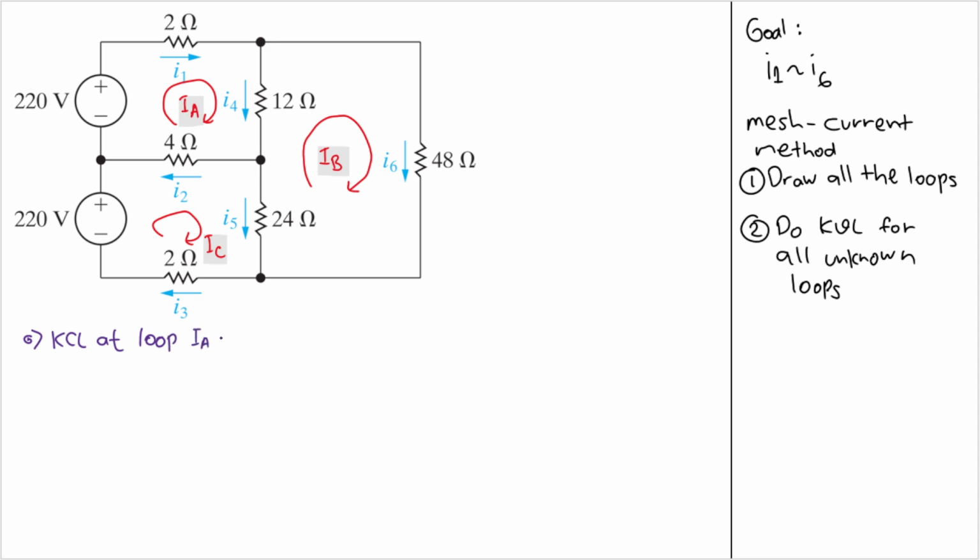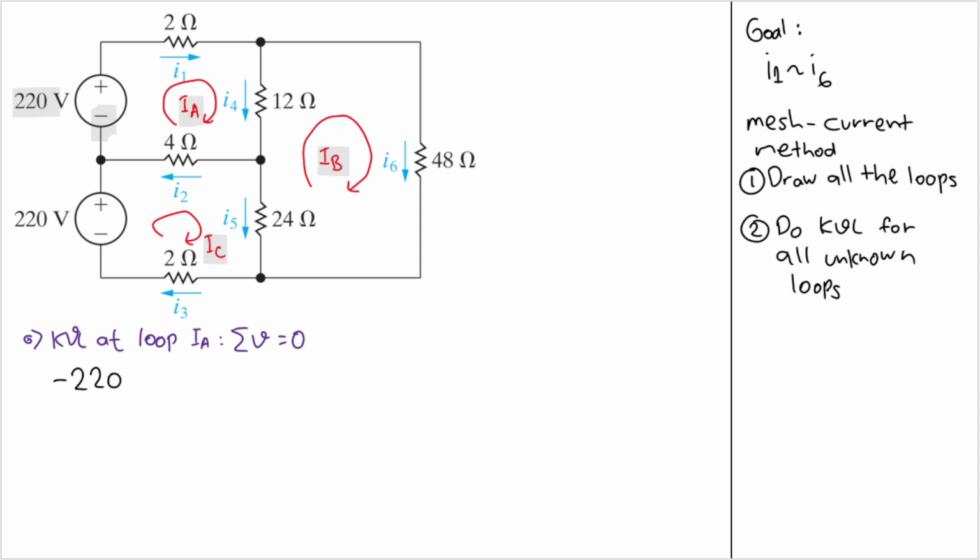Okay, and what does KVL say? KVL says that the sum of the voltages in a loop will equal 0. That is KVL, not KCL. The Kirchhoff voltage law, not current law. Let's start with this 220 volt source here, and here the current flows clockwise. So it flows in from the negative terminal, so our sign will be negative here, and the voltage is 220.